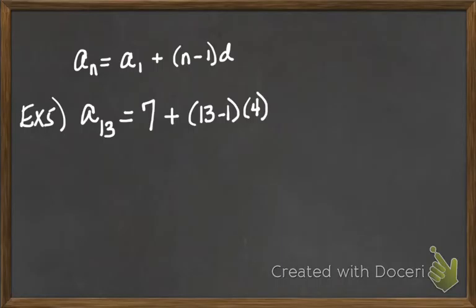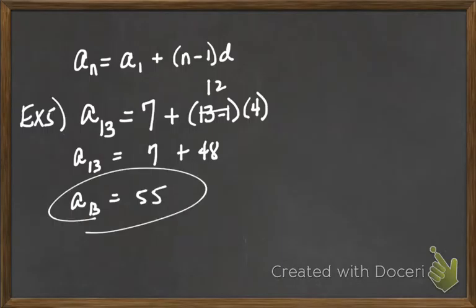So knowing the first term and the common difference, we can use this formula to find the 1000th term in the sequence. They're just wanting to know the 13th term. So the 13th term is equal to the first term plus 13 minus 1 times the common difference. So that would be 12. 12 times 4 would be 48. The 13th term would be equal to 7 plus 48, which would be 55.